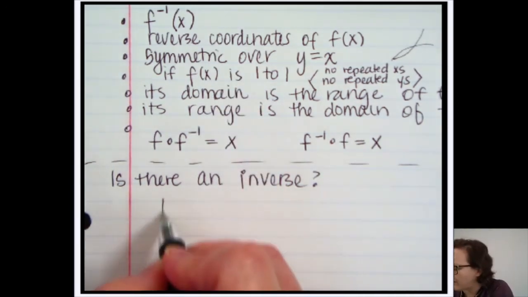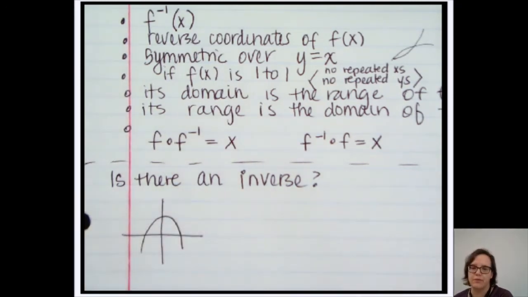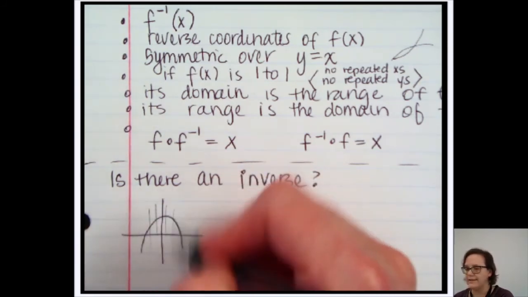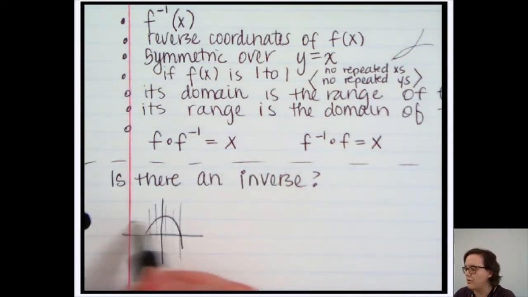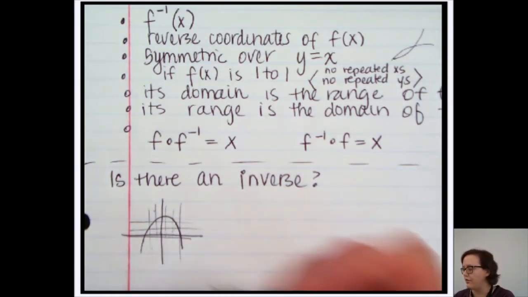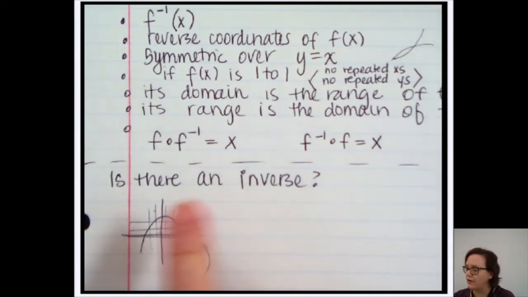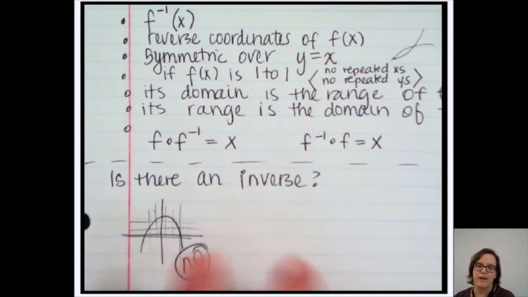So let's look at a graph quickly. Let's say we have an upside down parabola. Is there an inverse for this graph? Well, first of all, is it a function? Yes, it passes the vertical line test. Now is it a one-to-one function? No, it fails. So does an upside down parabola have an inverse? The answer is no. Now, how can we make it have an inverse? We could restrict it. But with this graph, we would say no, it does not have an inverse.